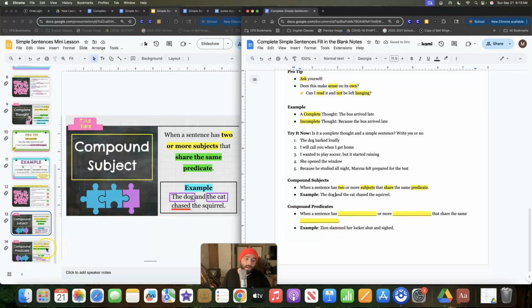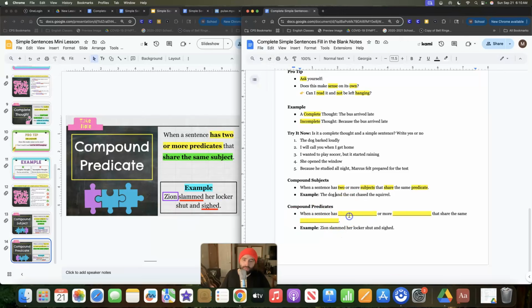Now, second way, compound predicate. This is when a sentence has, this is one sentence, one simple sentence, non-independent. I mean a compound sentence or complex sentence, but it has two or more predicates that share the same subject. They have to share the same subject for it to be a compound predicate. So: Zion slammed her locker shut and sighed. Notice here she did two different things. It's joined by this conjunction "and," but she did two things. She slammed her locker and sighed. This whole thing is your compound predicate.